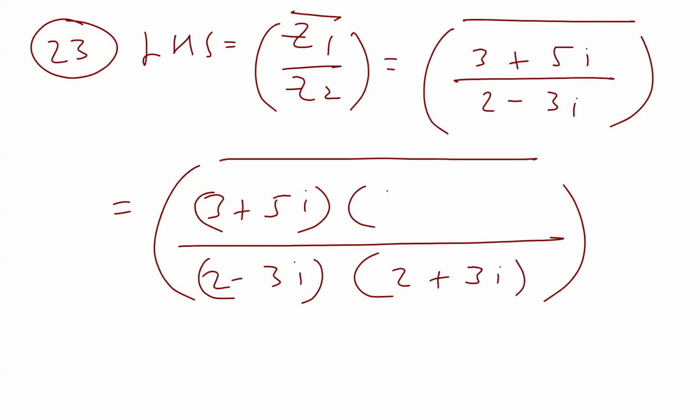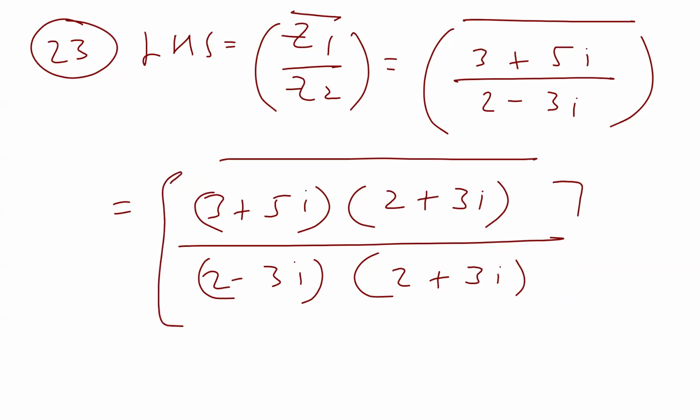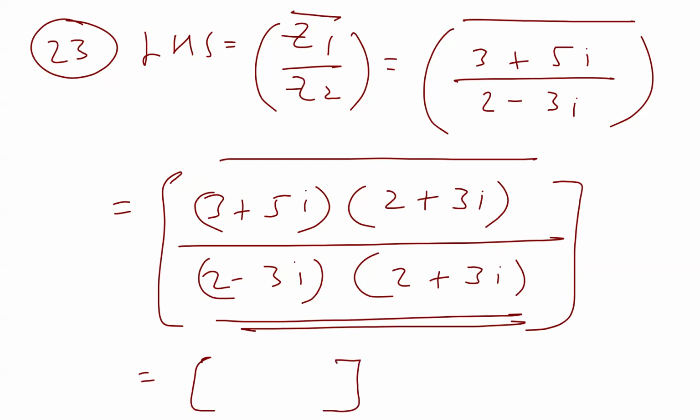2 plus 3i, 2 plus 3i. Now once you solve and simplify this, you'll get a certain complex number in the box bracket. I'm not solving this, but solve this box bracket very clearly and some answer you will get in the form of a plus bi. Take the conjugate of it.